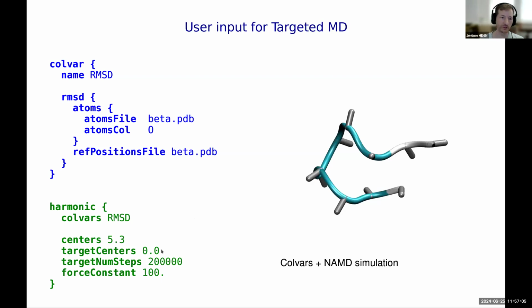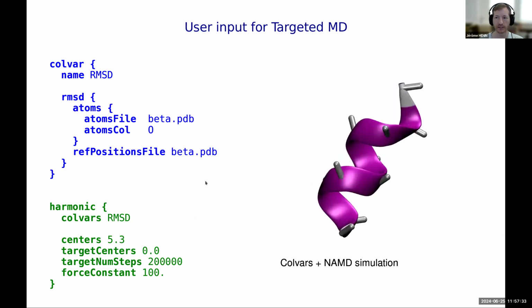And then this is going to happen. So this target centers defines the moving restraint, and target num steps tells us how many simulation steps it will take to reach this value. So we'll take these 200,000 steps, and the force constant here is going to be 100 kcal per mole per angstrom square, because here I haven't defined the width parameter that Giacomo mentioned. So by default, it is 1.